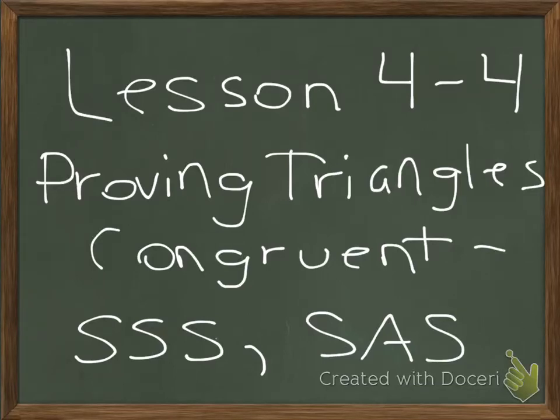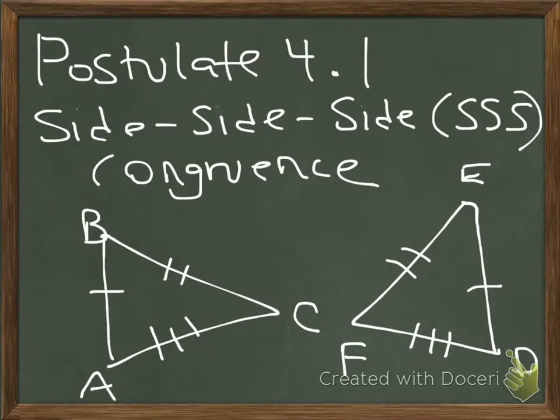Today we're looking at lesson 4.4, and this is all about writing proofs. Today we're looking specifically at proving triangles are congruent, and we're going to look at two postulates, postulate 4.1 and postulate 4.2. Postulate 4.1 is called the side-side-side congruence postulate, and basically it says if three sides of one triangle are congruent to three sides of another triangle, then the triangles are considered congruent to each other.